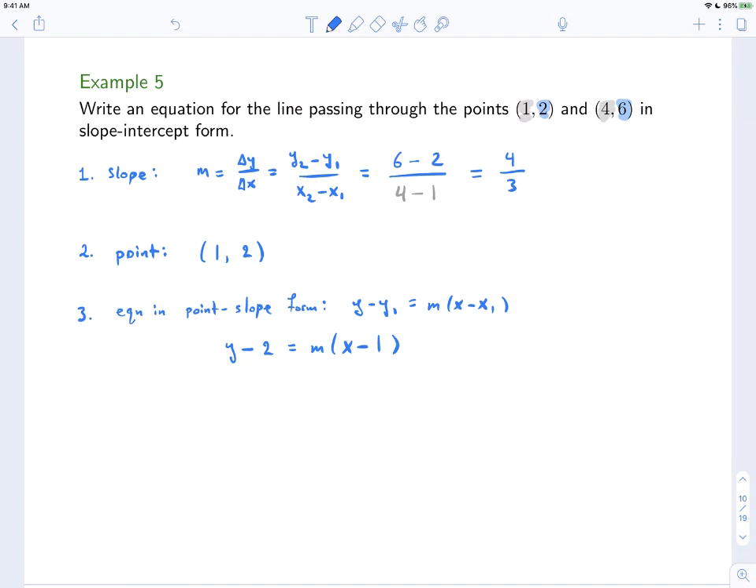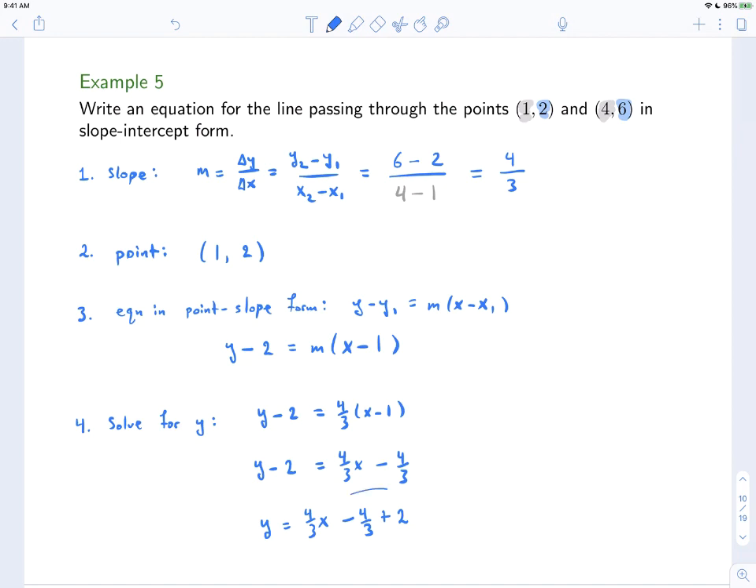But what we actually want to do is solve for y, and that's going to give us the slope-intercept form. So y minus 2 equals, oh, I forgot to plug in the m value there. Well, what was m? m was 4/3, so let's just write it right here: 4/3 times x minus 1. So y minus 2 equals 4/3 x minus 4/3. And now you just add 2 to both sides. So y equals 4/3 x minus 4/3, and then we add 2.